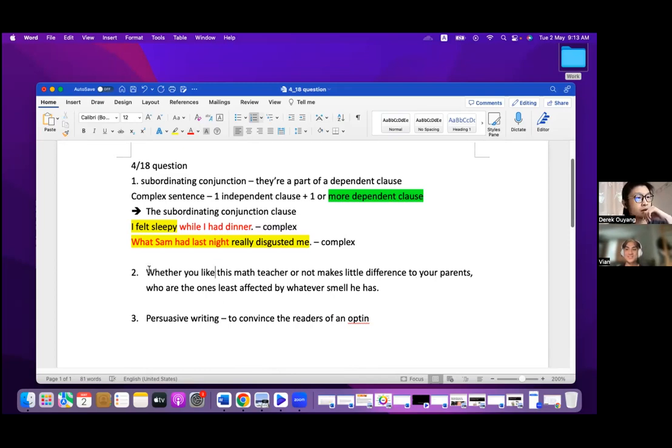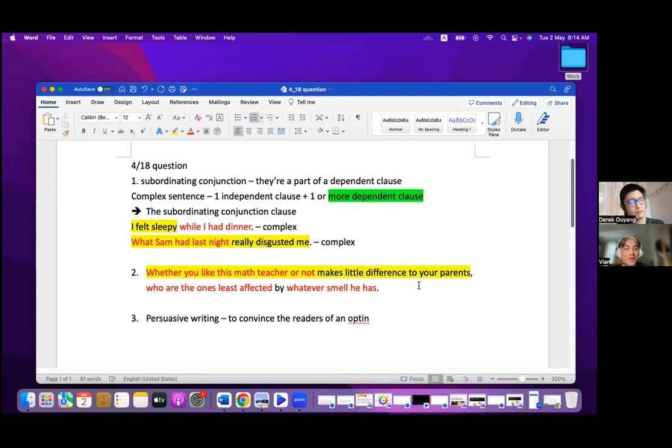Whether you like the math teacher or not, this is your dependent clause, right? And this whole thing, whether you like the math teacher or not, makes little difference to your parent. This whole thing is your independent clause. Who are the ones least affected? This is your dependent clause again, right? Who is the subject, are is the verb, right? Whatever smell he has, this is also a dependent clause, right? Can you see that? Yes.